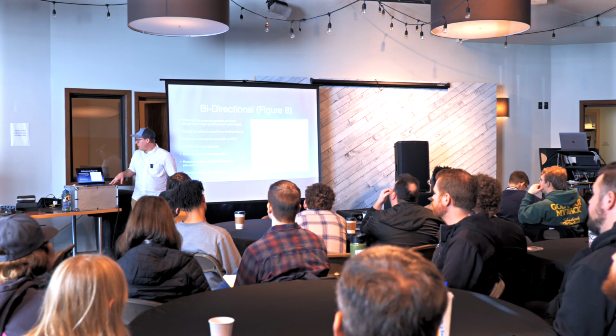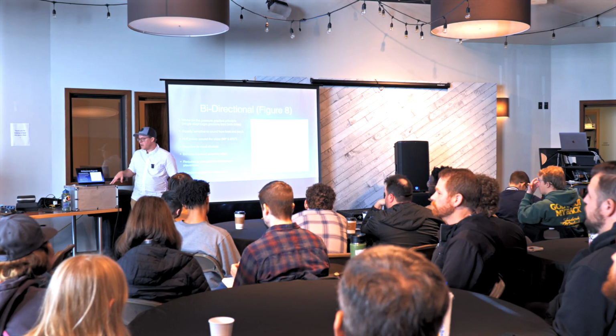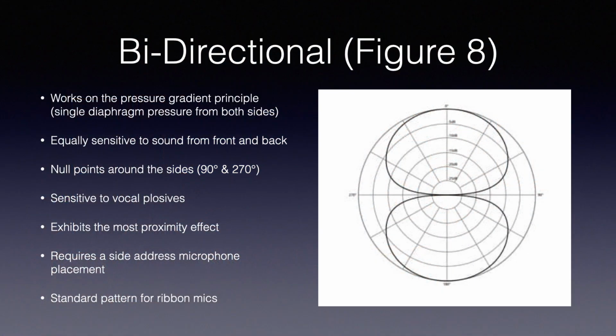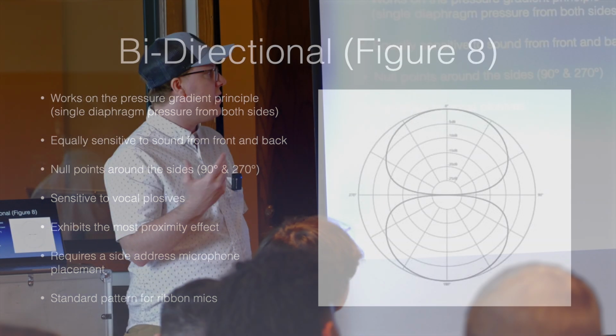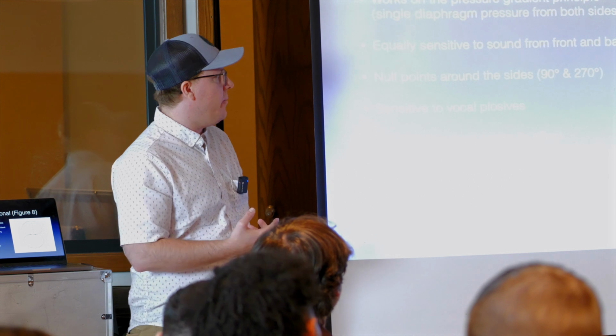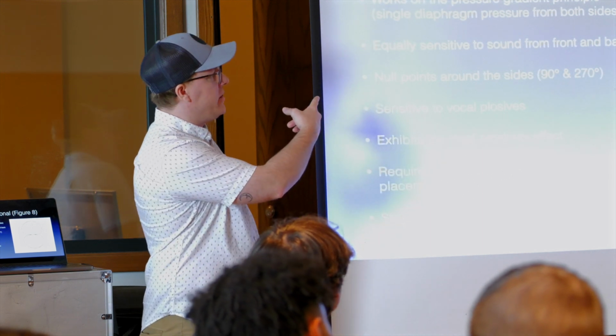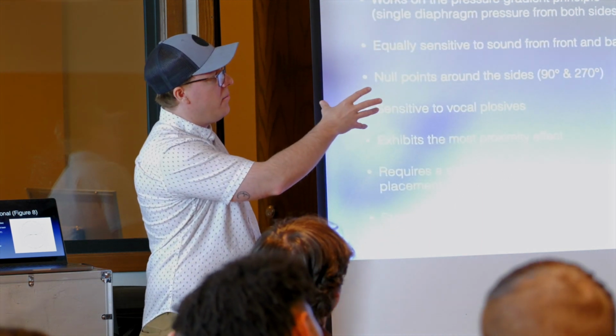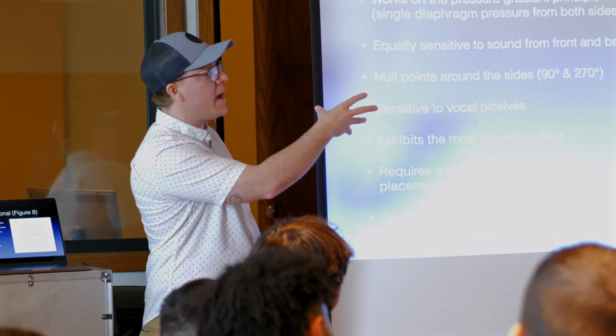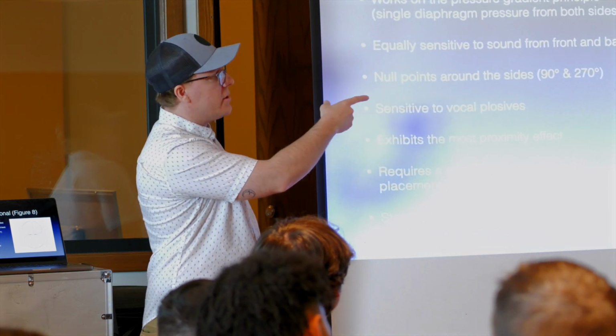Next, we've got our bidirectional or figure 8 polar pattern. Like I mentioned earlier, ribbon microphones naturally have this because of the way the microphone is designed. It works on the pressure gradient principle. It's a single diaphragm receiving pressure from both sides. They're equally sensitive to the sound from the front and the back because of that. We have our null points, the points of the polar pattern where we're going to lose sound, at 90 degrees and 270 degrees.